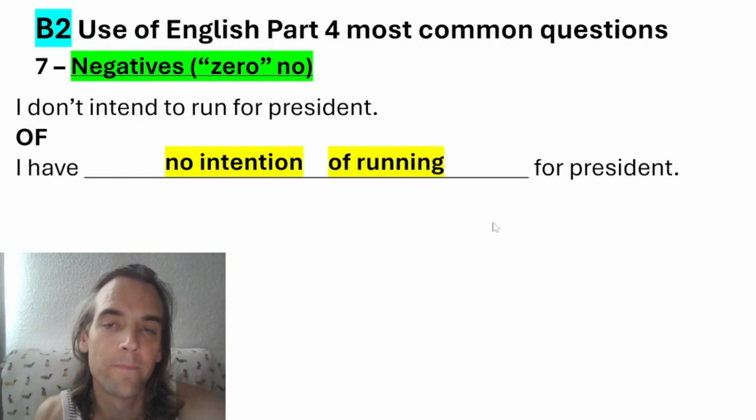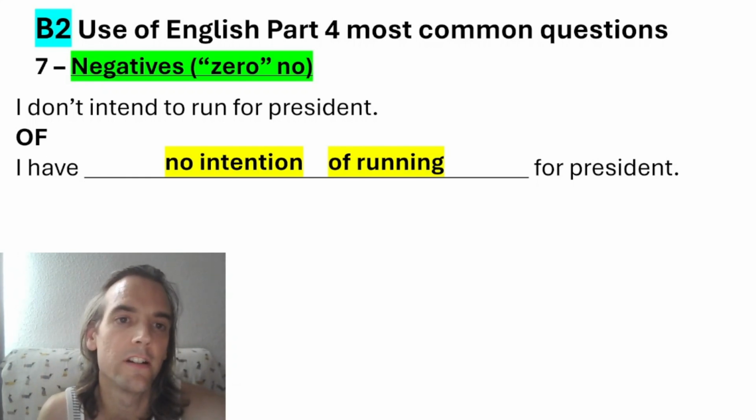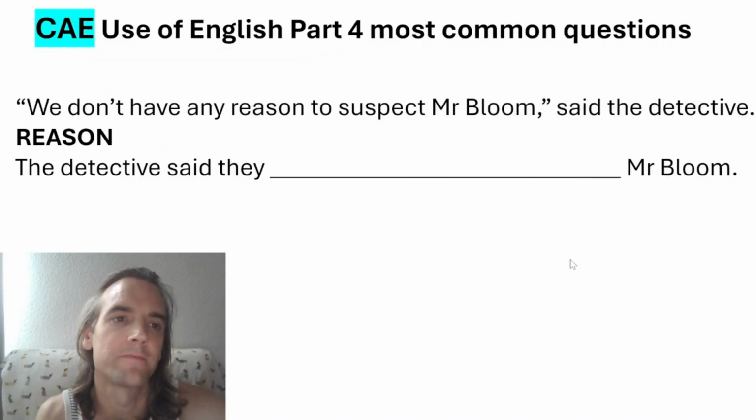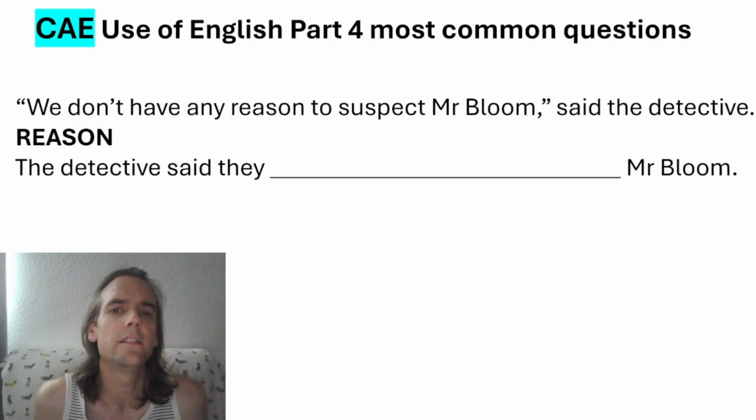It's with of, with the gerund. I have no intention of doing something. I have no intention of running. I don't intend to run. That's a common one for your B2 exam, that expression. Can we do the same for C1? We don't have any reason.